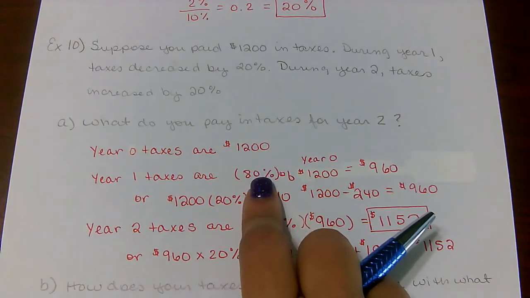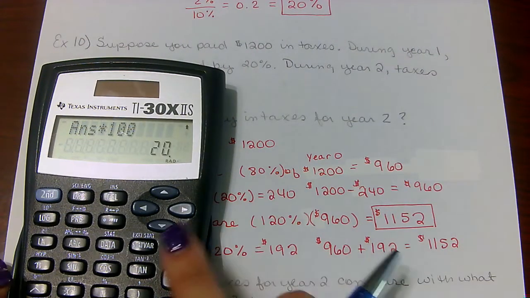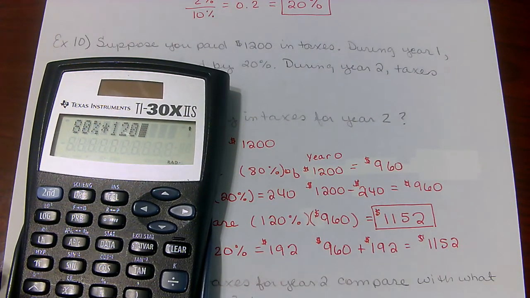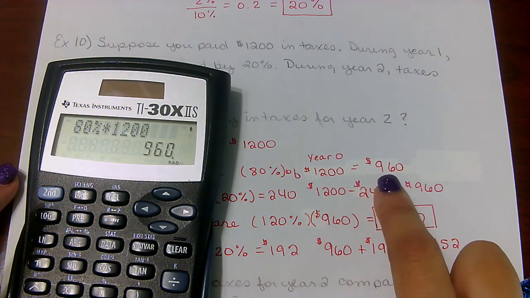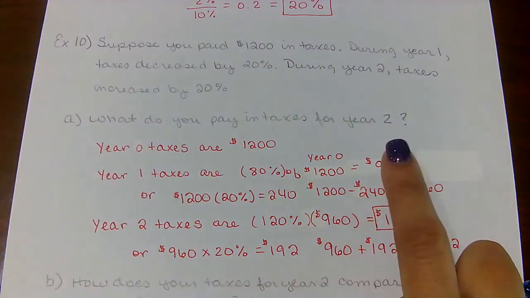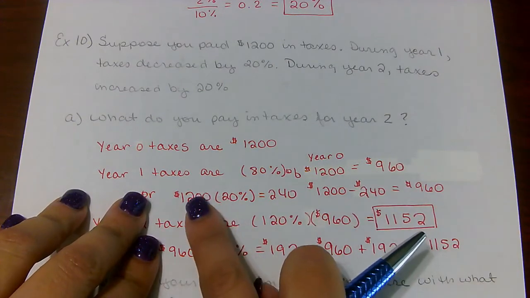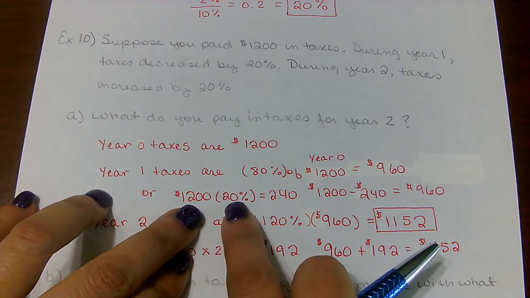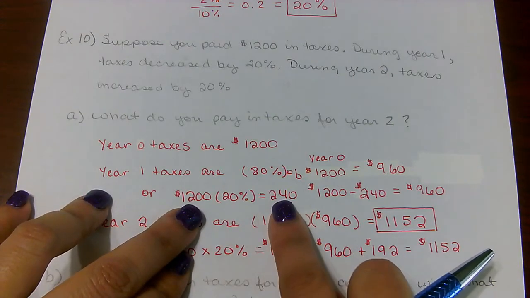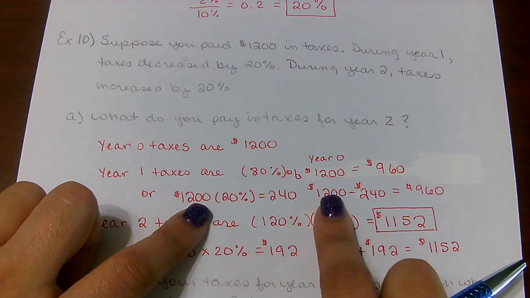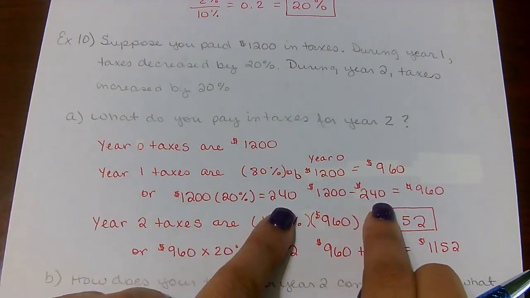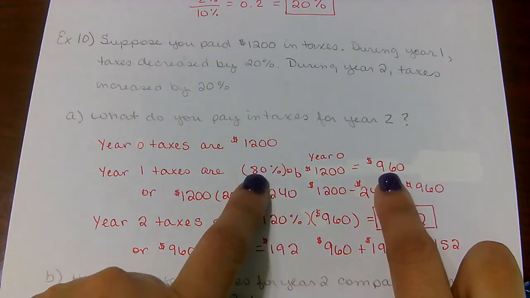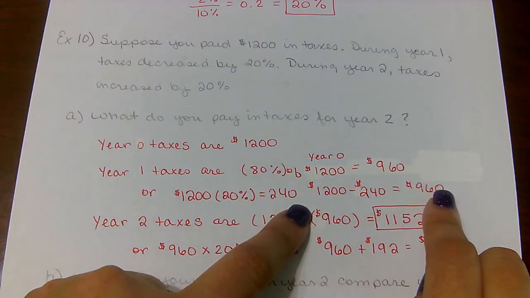So in this case, what I did was I went ahead and did 80% times 1,200. Okay. We should pay $960 in taxes. The other way you could do it is by finding how much you get off. So 1,200 times 20% is going to be $240. Take the taxes amount that you paid last year and subtract the discounted amount, you still get $960. So either way you do this, you're going to get the same answer.